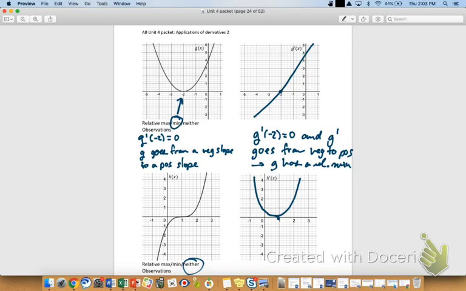Okay, so this is where there can be some confusion, because would you guys agree with me that h prime of 1 equals 0? But you can clearly see that h does not have a relative min or max. Why would that be, Reese? Because h prime doesn't change signs at all. Right? H prime is positive and remains positive to the right of that critical point. So h prime of 1 equals 0, but h prime doesn't change signs.